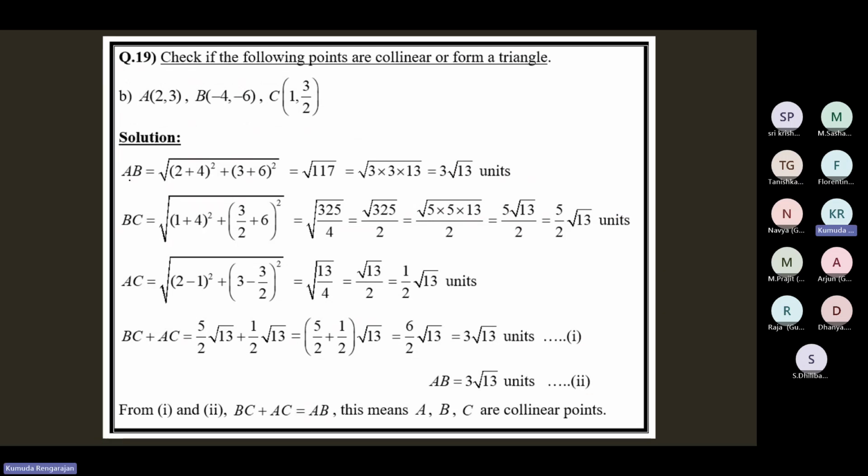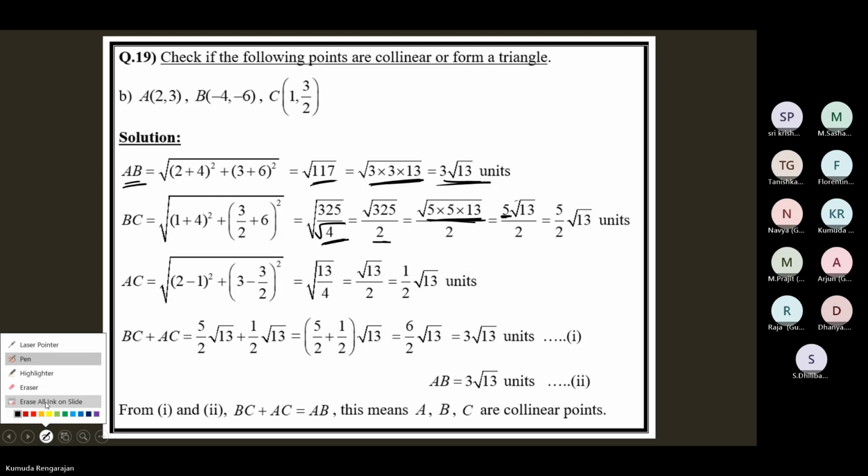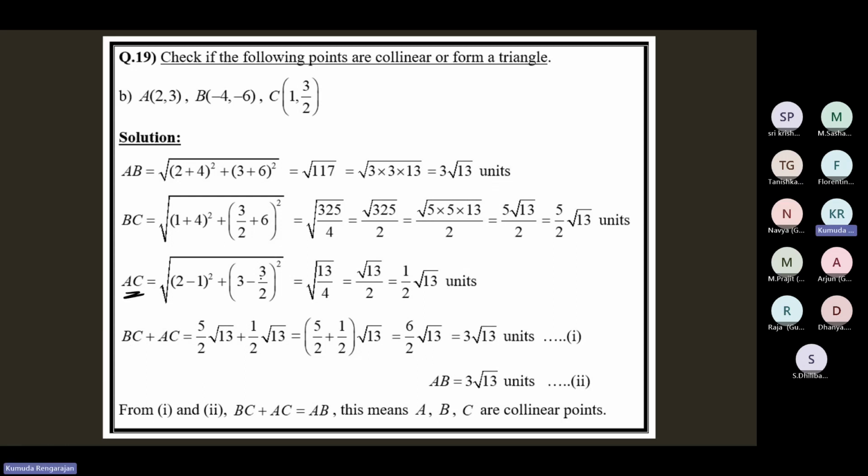Okay. So for AB, it's this one, prime factors. BC, the denominator 4 is a perfect square. So bring it out of the square root. Square root of 4 is 2. So the square root of 325, prime factors, 5 into 5 into 13. 1 5 comes out. So root 13 by 2 or 5 by 2 root 13. AC is this. 4 is a perfect square. So square root of 4 is 2.